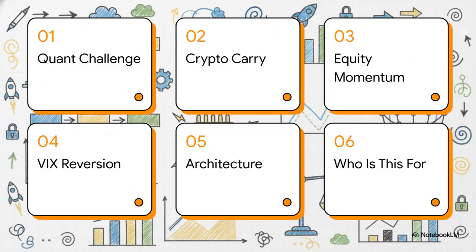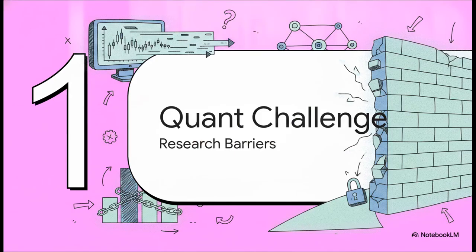Here is our roadmap for today. We'll be hitting the Quant Research Challenge, Strategy 1, which is Crypto Carry, Strategy 2 on Equity Momentum, Strategy 3 covering VIX Reversion, the notebook architecture, and finally, who is this for? First up, let's look at the Quant Research Challenge.